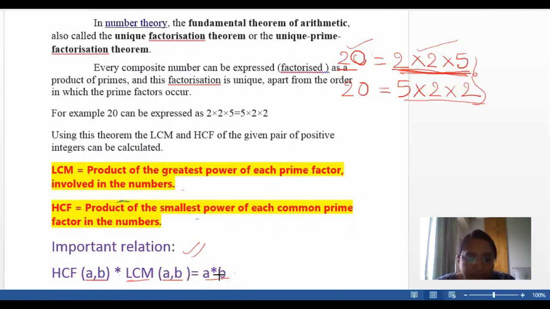In this relation there are three unknowns, which means if you know A and B and LCM, you can find out HCF. If you know A and B and HCF, you can find out LCM. This relation is very much applied in finding HCF and LCM. Now let us take some examples on this.